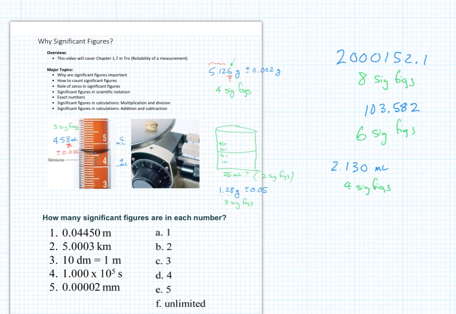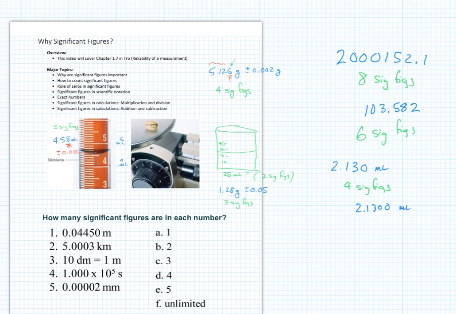We have a decimal place, we have a trailing 0 after the decimal place, that counts. So this number has 1, 2, 3, 4 sig figs. Okay, let's recap what we got here. A 0 in the middle of a number counts. A trailing 0 at the end of a number counts. If we had 2.1300 milliliters, that's going to be 5 sig figs. 1, 2, 3, 4, 5. Both of those zeros are going to count as trailing zeros.